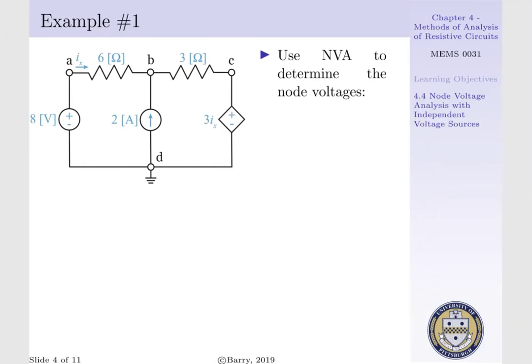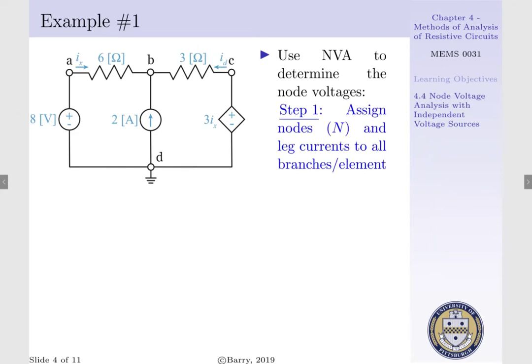We want to use node voltage analysis to determine the node voltages within our system. We have Ix, which runs through our 6 ohm resistor that is between terminals A and B. We have a current controlled voltage source that exists between terminals C and D, such that its voltage output is going to be proportional to 3, the gain, times the quantity Ix.